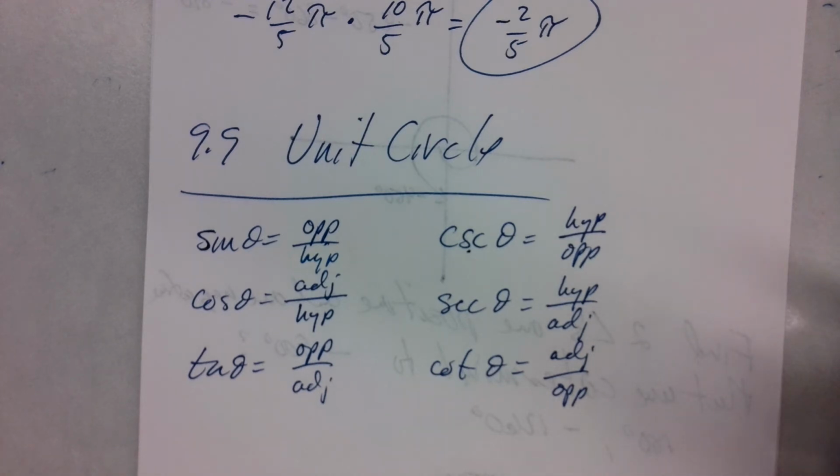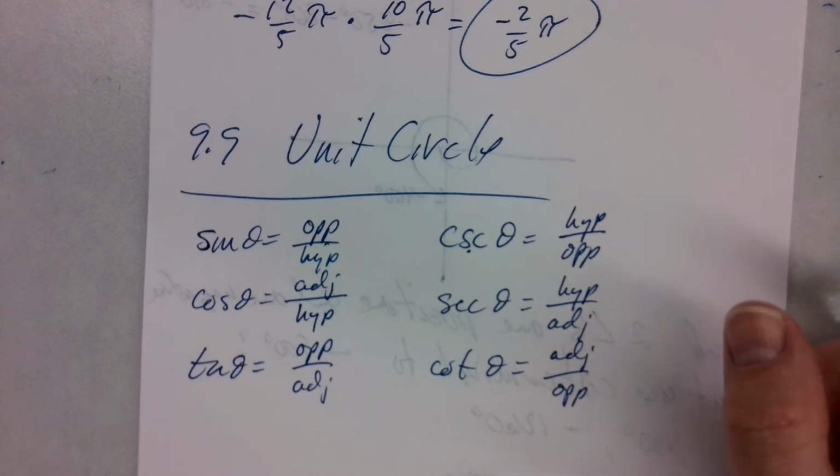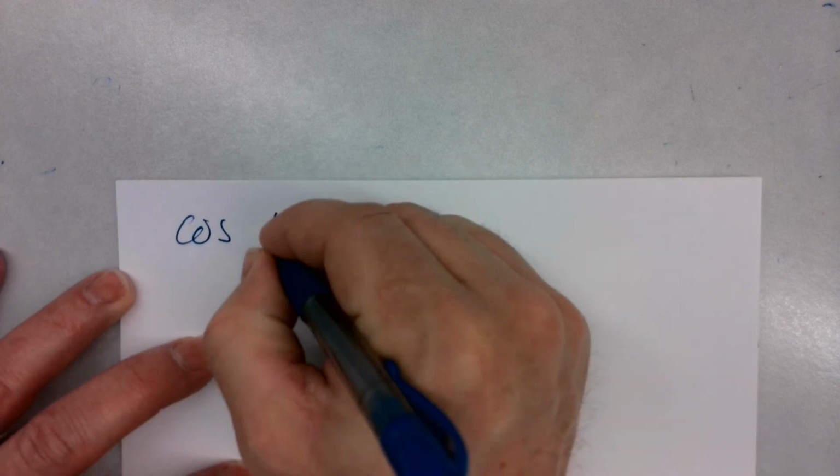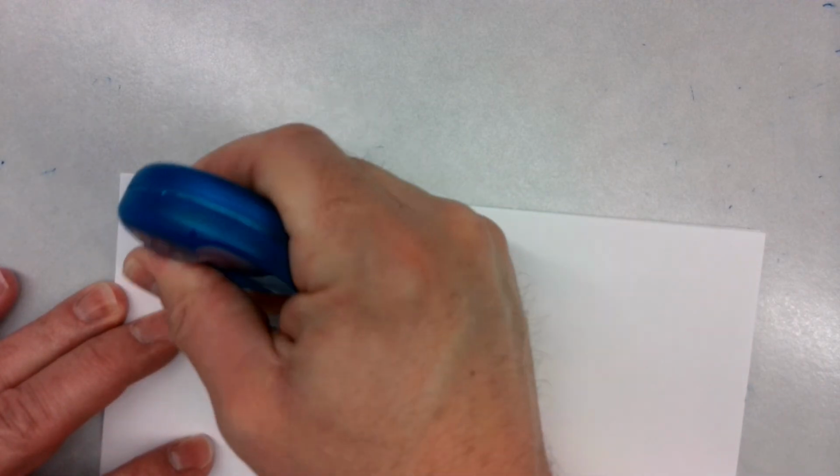Simplify. Close. Square root. Starts with an R. Right, rationalizing the denominator. Okay? So what they're going to do is this. Let's say they're going to give you just 135 degrees.